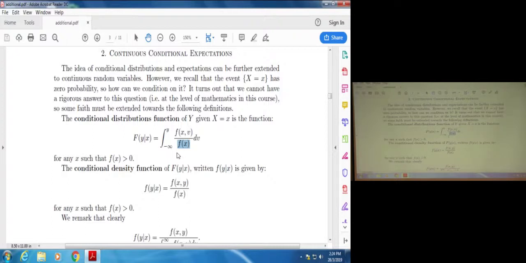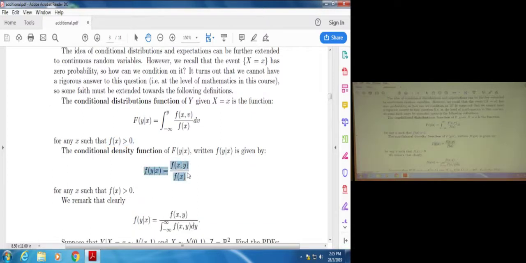I mention that here because, of course, if f of x is positive, it doesn't mean that the probability of x is bigger than 0; it just means its density is positive. So this is how we define conditional probability density functions, even though we're conditioning on events with 0 probability. And the conditional density function is exactly like we wrote down for the probability mass function case.